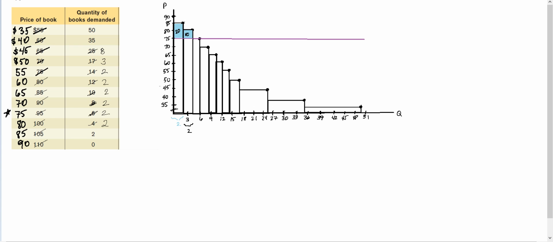10 more when the price dropped to $40. And then 15 more when the price dropped to $35. So that's going to allow us to now calculate the consumer surplus.